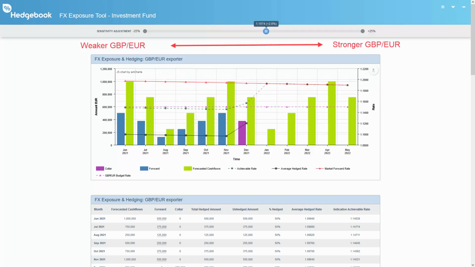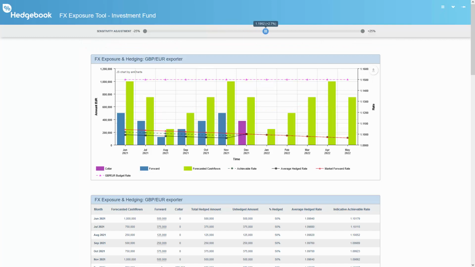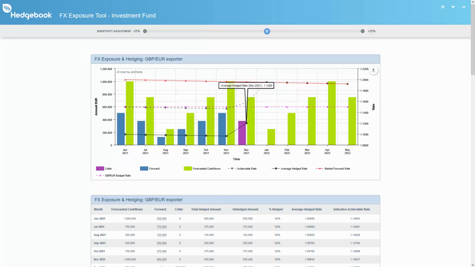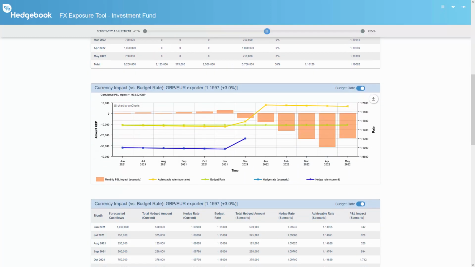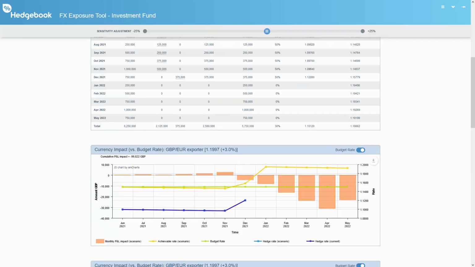The impact of potential future exchange rate movements is easily quantified. Just move the slider left or right and see the impact on income. In this example, the scenario is a stronger pound against the euro. The exposure tool updates hedge rates and amounts accordingly. For a 3% strengthening of sterling, there is a negative cumulative earnings impact of £100,000 when compared to the budget rate. By incorporating the budget rate, CFOs, finance directors and finance managers gain valuable insights into their hedging position, and risk management strategies can easily be formulated.